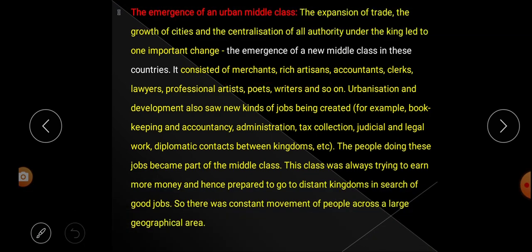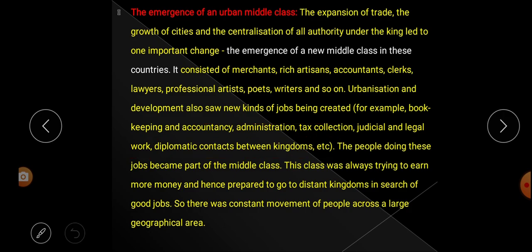Next, urbanization and development also saw new kinds of jobs being created. For example, bookkeeping, accountancy, administration, tax collection, judicial and legal work, and diplomatic contacts between kingdoms. So what new kinds of jobs were being created? Bookkeeping, accountancy, administration, tax collection, judicial, legal work, diplomatic contacts between the kingdoms. Such kinds of jobs were created in the middle class. The people doing these jobs became part of the middle class.